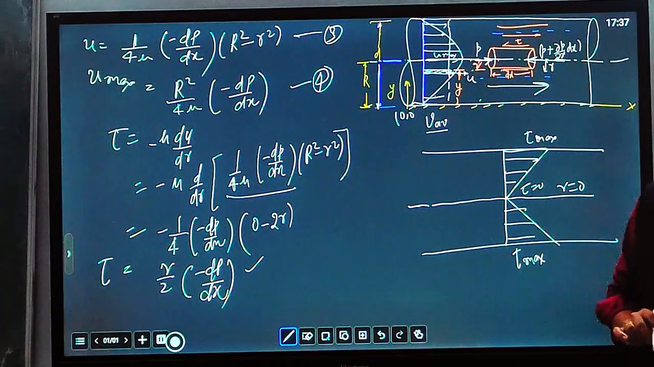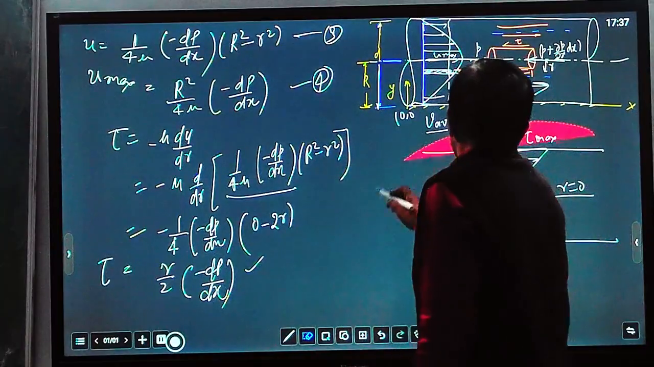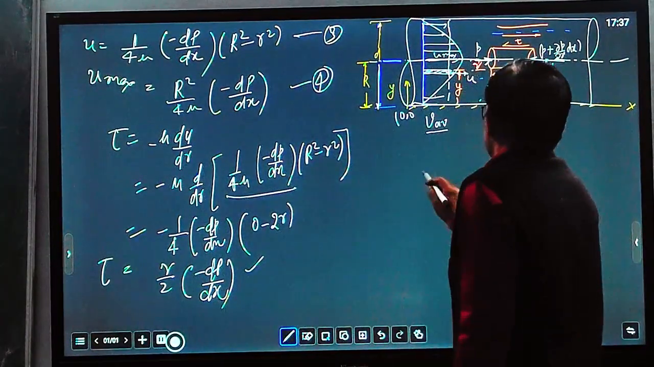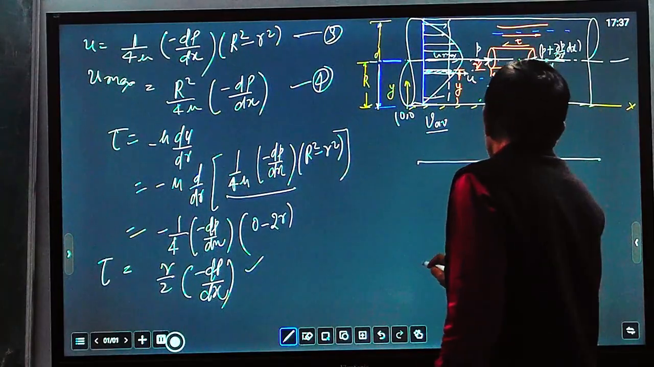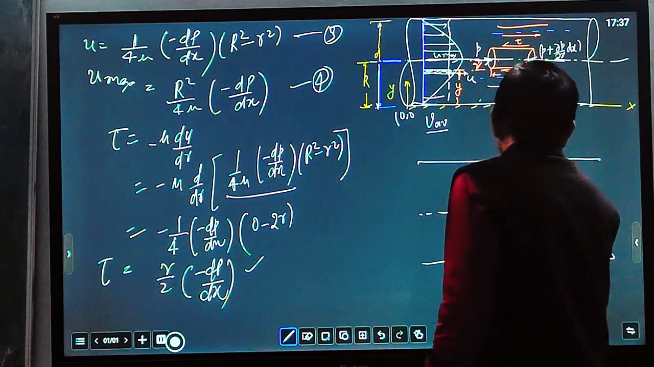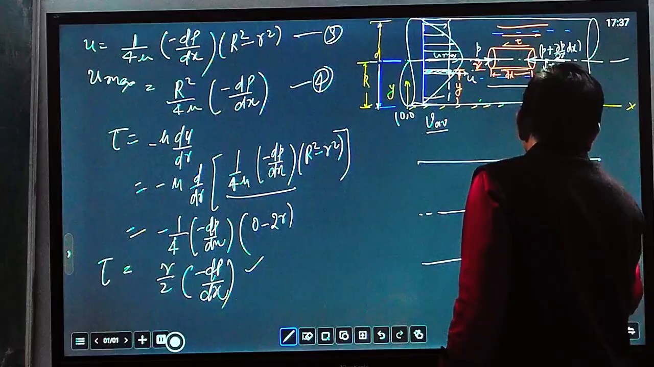How can we calculate average velocity? Let us make another diagram for finding out average velocity. In the same pipe, we know that the cross section of the pipe is circular, so make a projection of the circular cross section. This is a circular cross section.